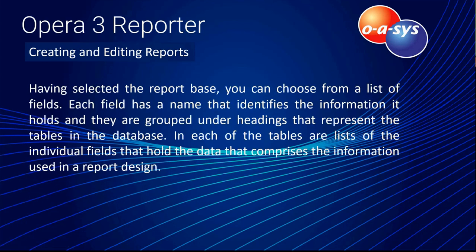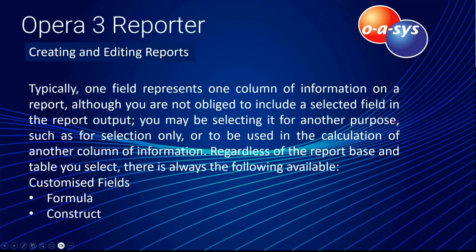Once you've selected the base, you can choose from a list of fields, and each field has a name that identifies the information in it. And they are grouped under headings that represent the tables in the database. We'll see that in a second when we go through. In each of the tables are lists of the individual fields that hold the data that comprises the information used in report design. There are hundreds of fields available.